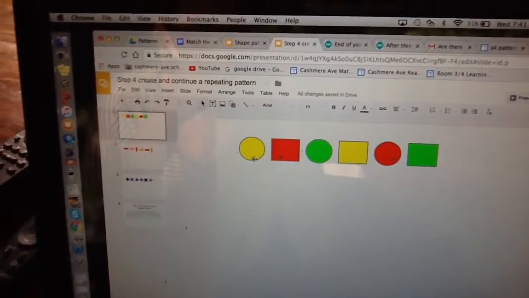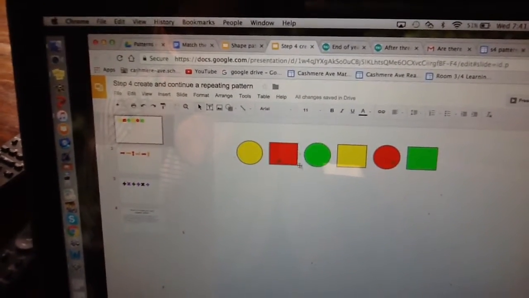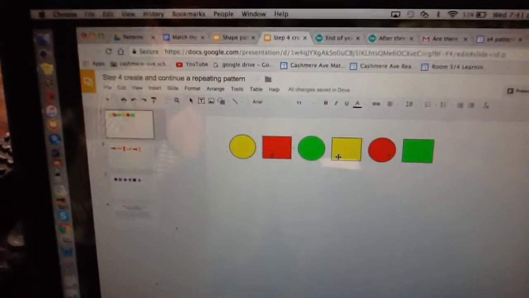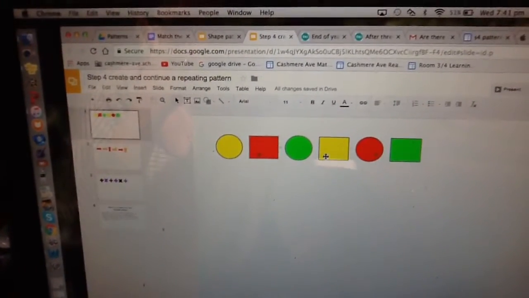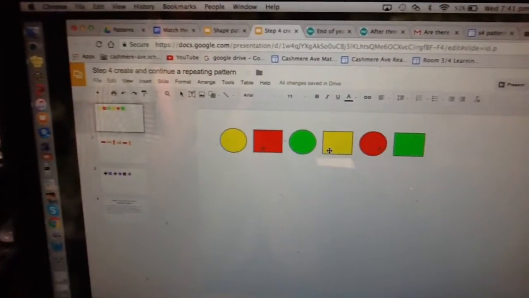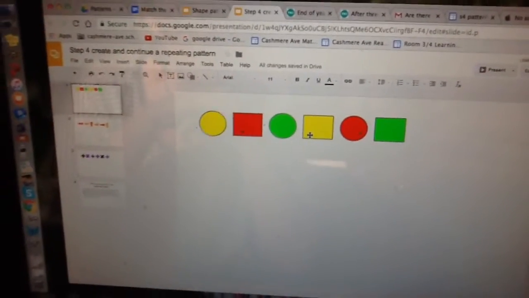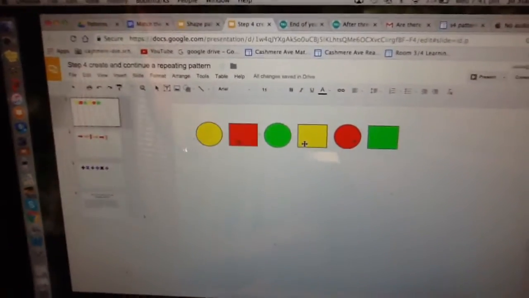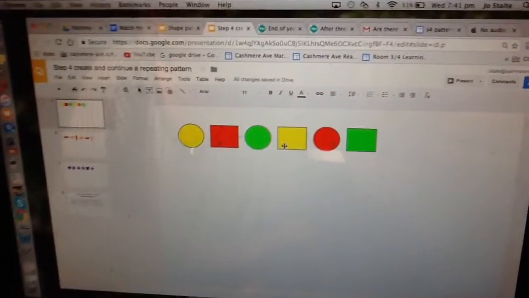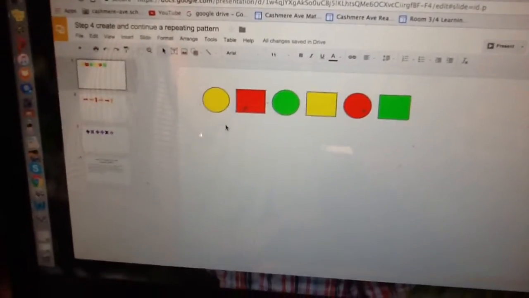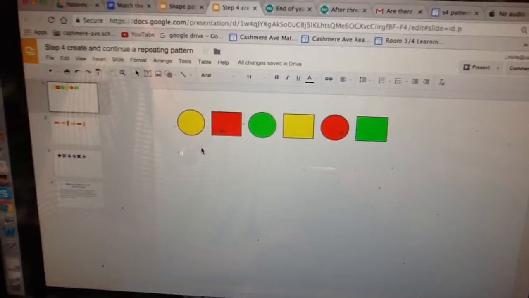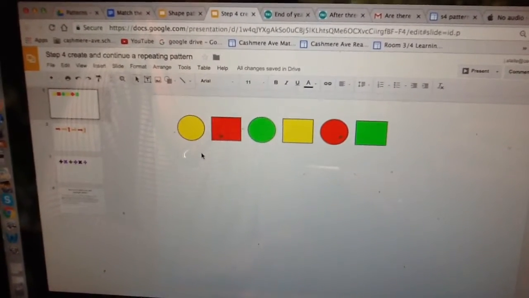It goes yellow, red rectangle, green circle, yellow rectangle. So it's not as easy a repeating pattern. It's just yellow, red. So I need to work out what's been repeated so I can continue this pattern. So I'm going to do it in a little bit of an easier step. I'm going to think about the colour pattern.